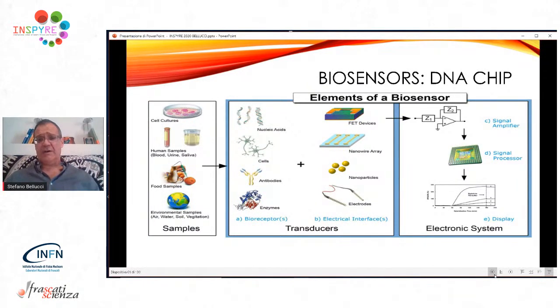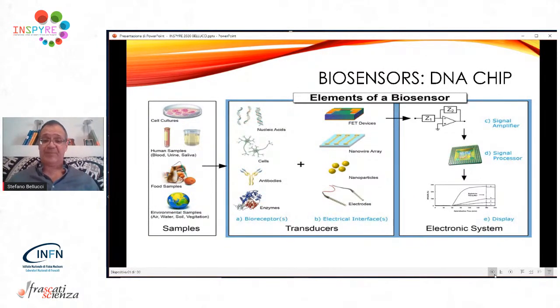Biosensors based on DNA chips are also in use. In fact, this is part of a project that I directed financed by the NATO organization between 2011 and 2017. You can analyze different samples, human samples like blood, urine, or saliva, food samples if you want to analyze sophistication or alteration in foods, to environmental samples if you want to monitor the state of waters and pollution in water, soil, or air, of vegetation.